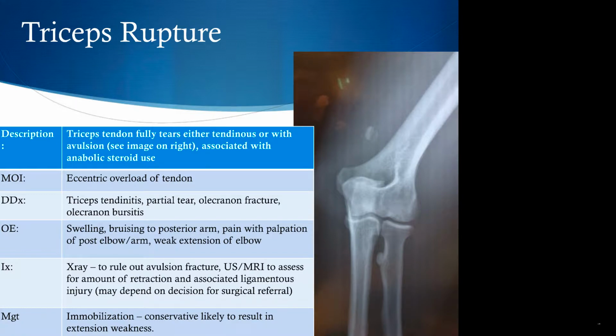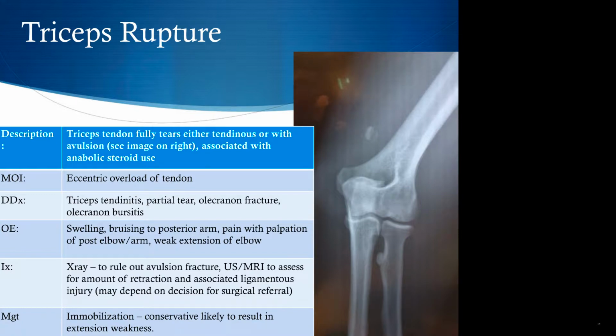Differential diagnosis here is a triceps tendinitis, partial tear, an olecranon fracture in isolation in the absence of a triceps tear, and olecranon bursitis. On examination, there's typically swelling and bruising to the posterior arm, pain with palpation of the posterior elbow and arm, and weakness when extending the elbow versus resistance.